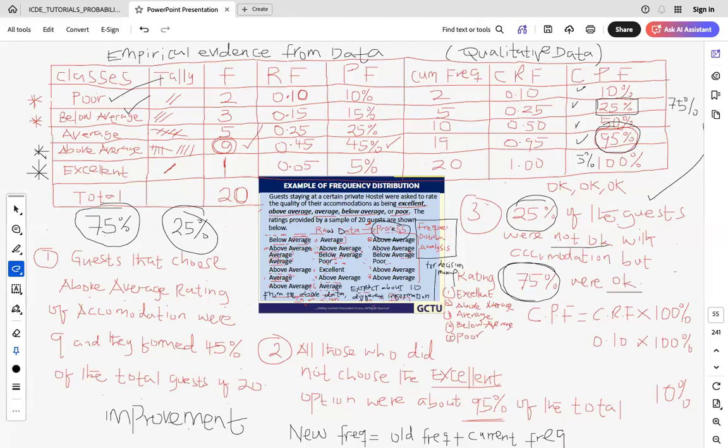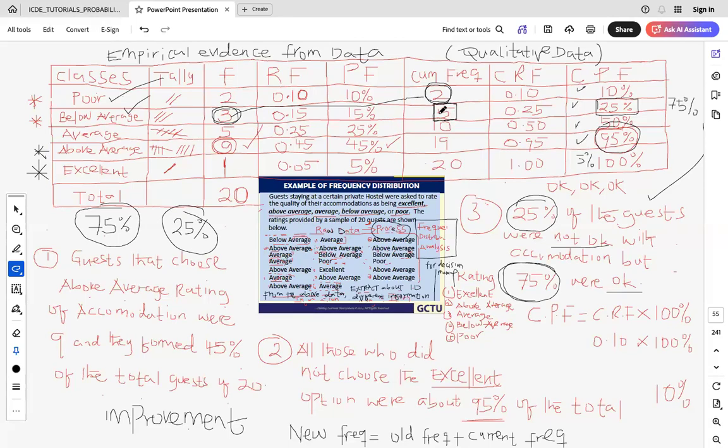So I repeat, new frequency is equal to old frequency plus current frequency. So let me demonstrate. Now, this is the new frequency. This is my first new frequency, 5. How did I get this 5? I'm using my formula. I use the old frequency, which is 2, and then I added it to the current frequency, which is 3.